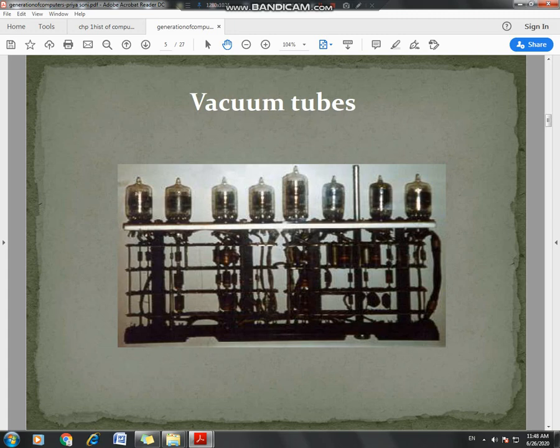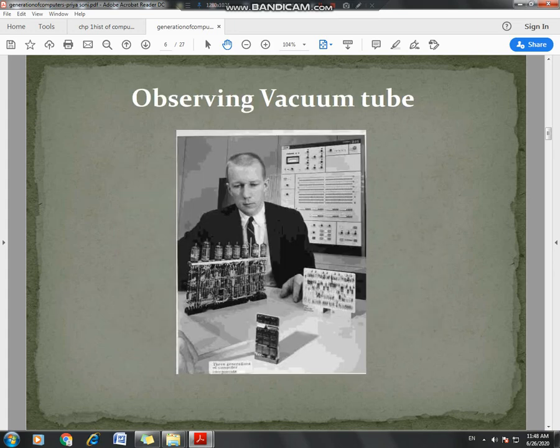This is another example, a real picture of a vacuum tube. As you can see, they look like those bulbs. The person over here is observing how the vacuum tubes are working, plus the maintenance and the technical work for these vacuum tubes required very skilled people.